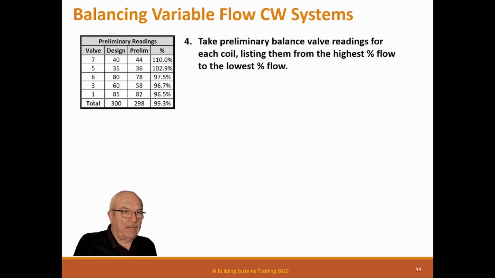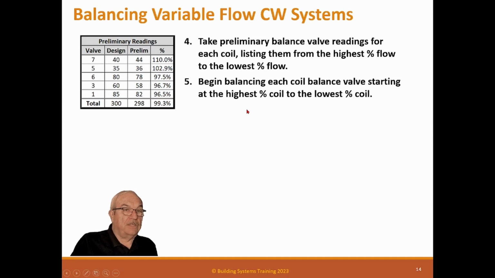Take preliminary balance valve readings for each coil, listing them from the highest percentage flow to the lowest percentage flow. So we've done that here. We've got the highest here, which is number 7, and we go to the lowest here. Now remember, these are all over the building, right? We don't do rooms in order. We do it by percentage flow in order.